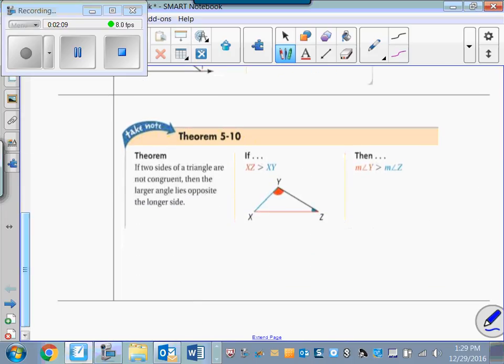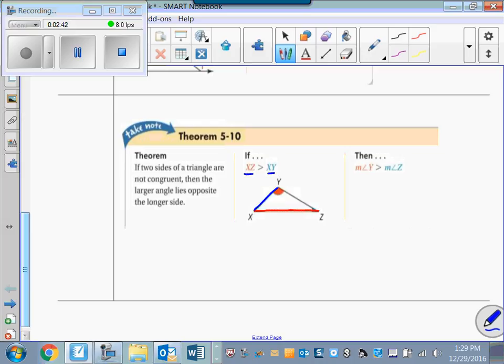Okay, and here's a theorem that says if two sides of a triangle are not congruent, so in this case, let's take XZ. XZ is not congruent to XY. Then the larger angle lies opposite the longer side. So which side is longer here? XZ is longer, right? XZ is greater than XY.